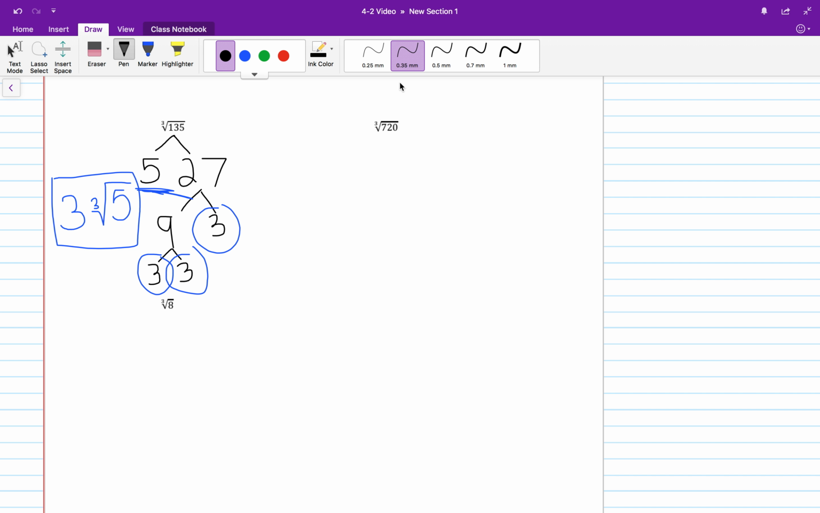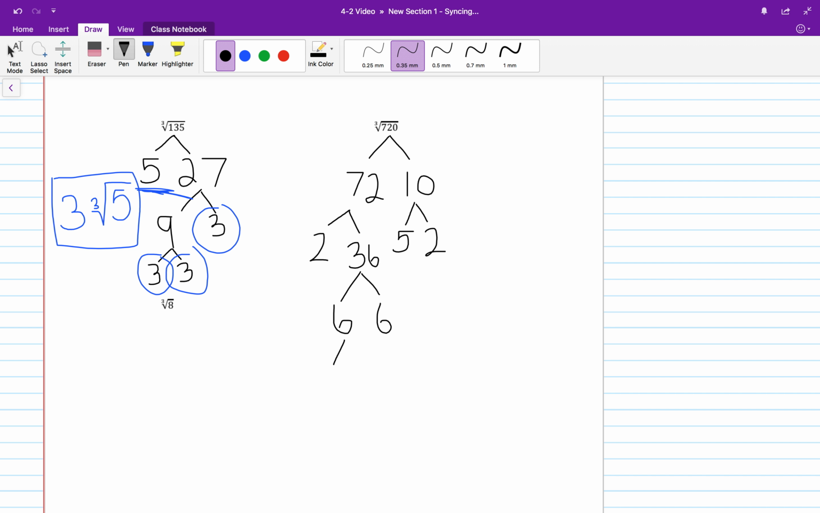Let's try another one. 720. Gonna make that same factor tree. I saw this one ended in 0, so I knew that 10 would work. So I did 72 times 10. 10 is 5 times 2. And 72, I said, was 2 times 36. 36 is 6 times 6. And both of these 6's are 3 times 2.